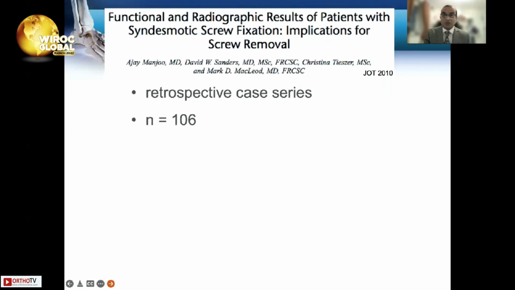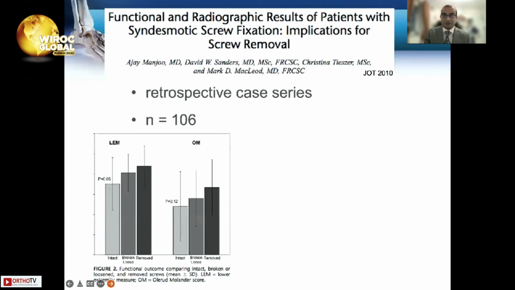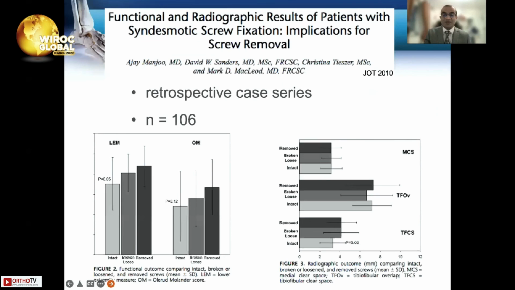So whether or not to remove the syndesmotic screws, our default position is generally to retain them unless they cause problems, i.e. pain or prominence. But there are enough retrospective studies which show a slight improvement in the movements as well as the functional outcomes after removing the syndesmotic screws.